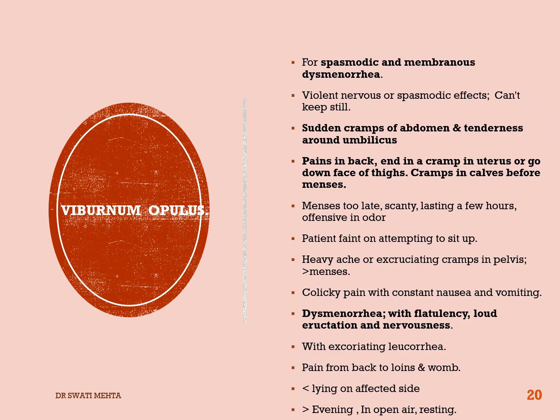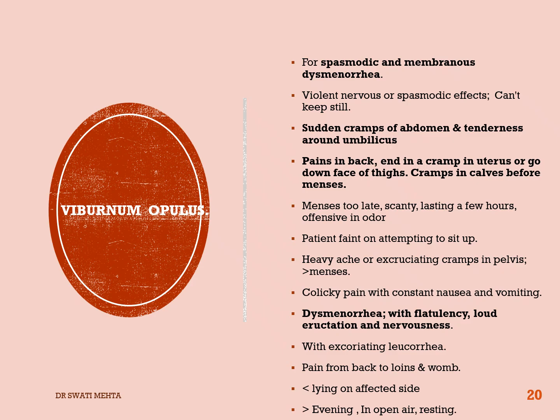Viburnum opulus is one of the most important remedies for spasmodic dysmenorrhea before the menstrual flow begins. The pain starts in the back and extends to the uterus and thighs. Severe cramping, nausea, faintness, and nervousness are characteristic. The menstrual flow is scanty, delayed, and offensive. So very scanty menses remain only for hours. That is the peculiar symptom of viburnum opulus.